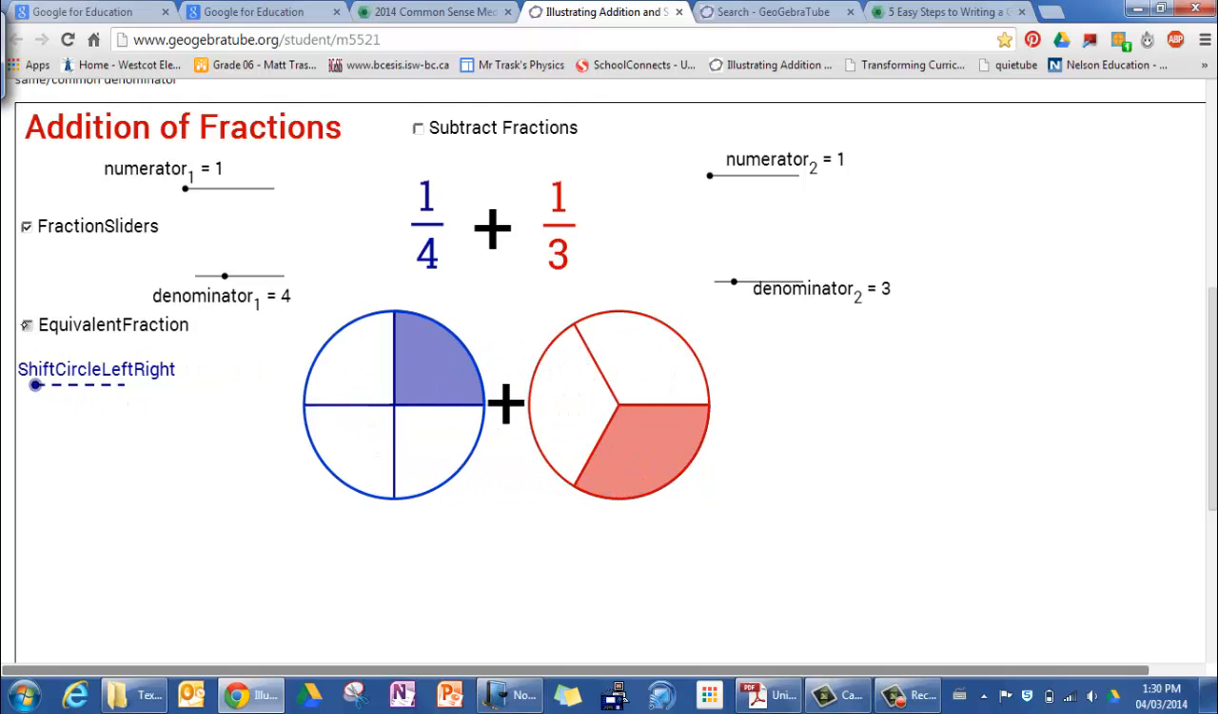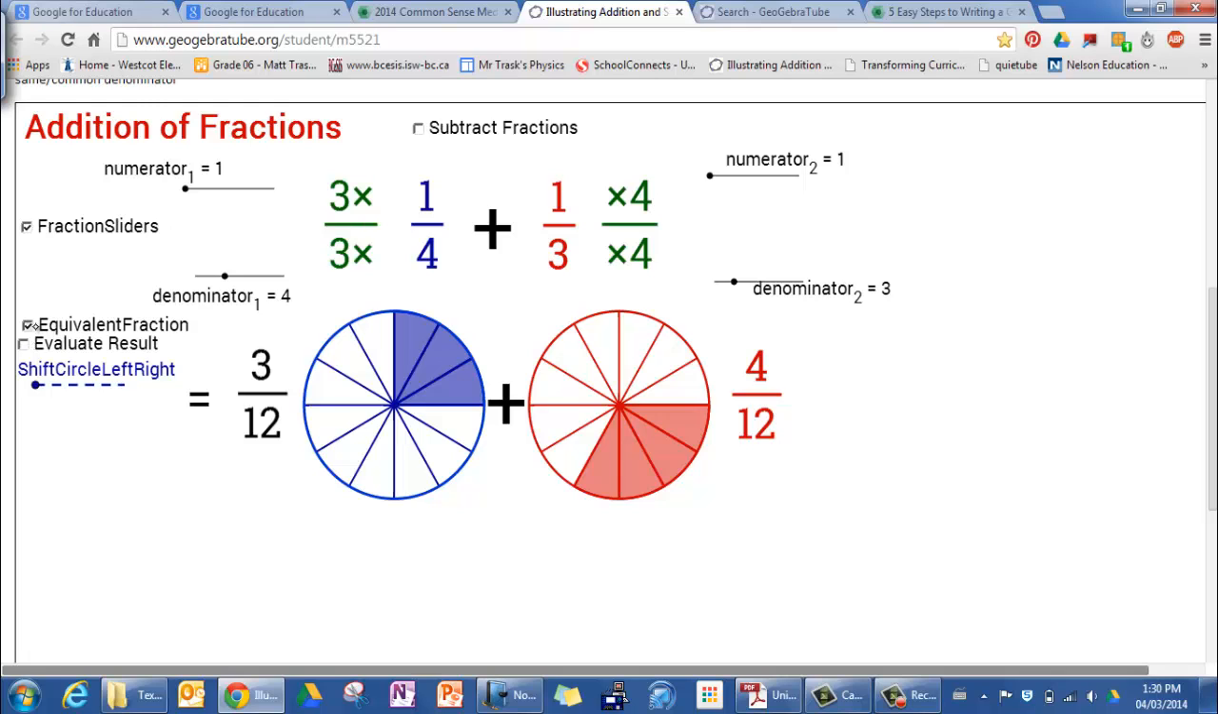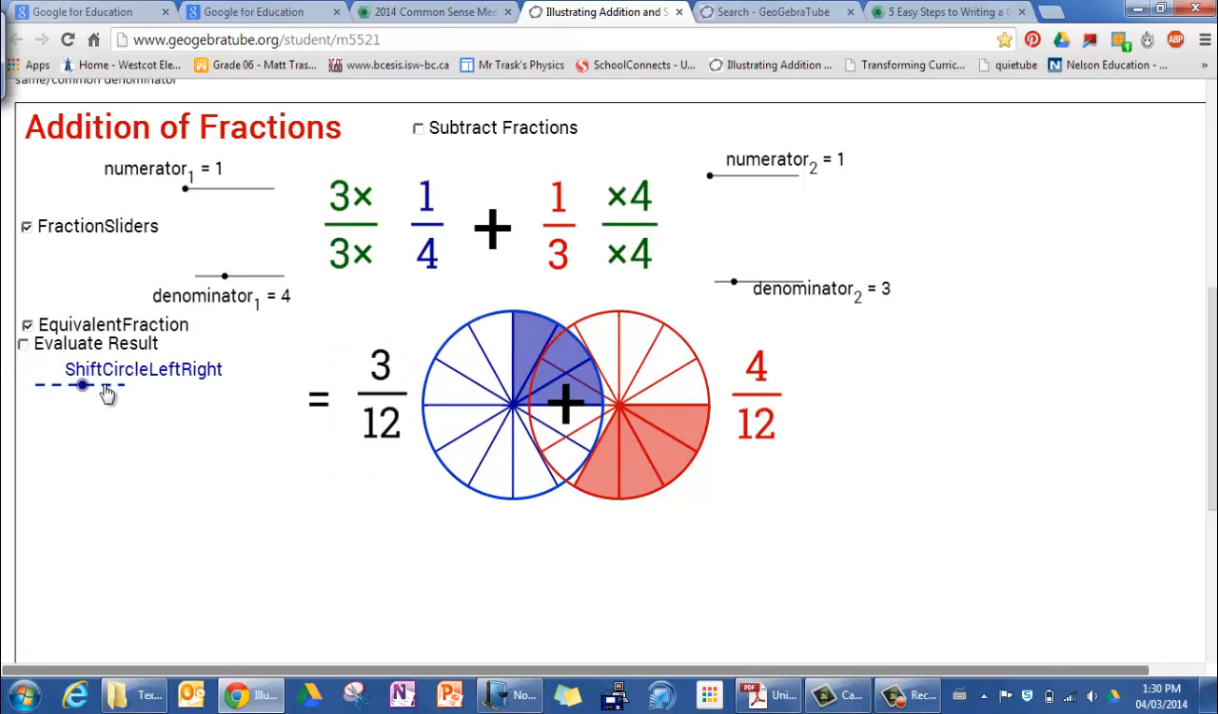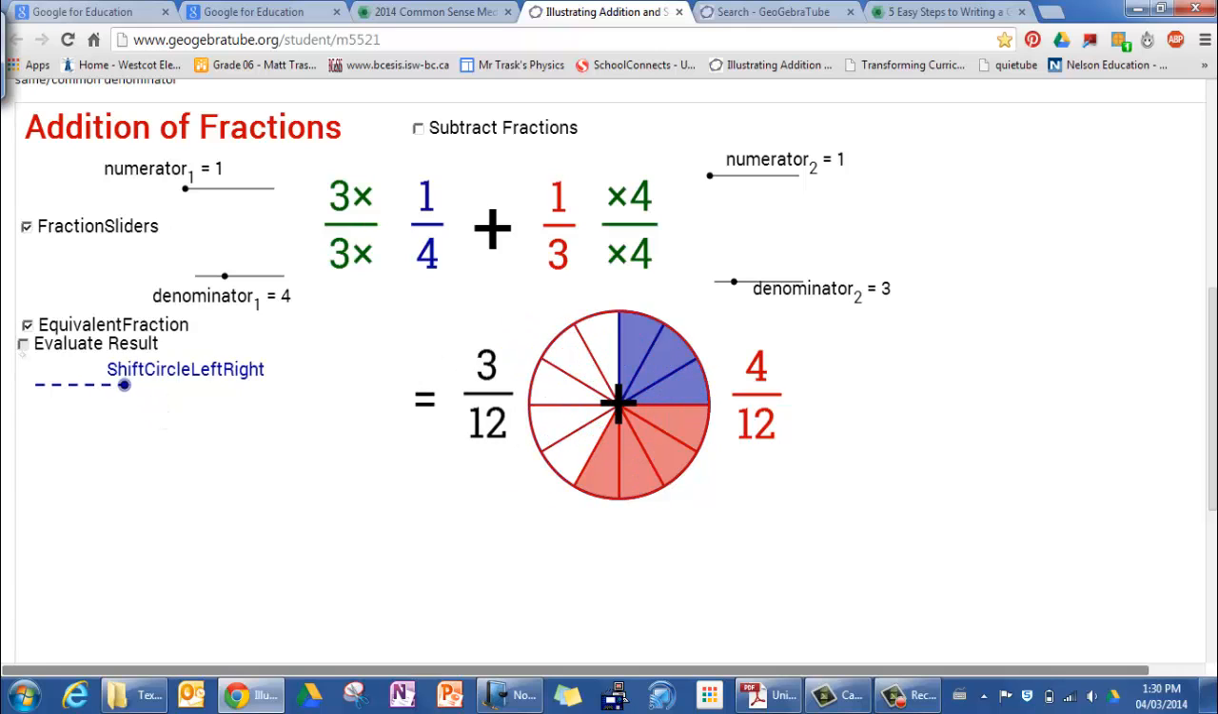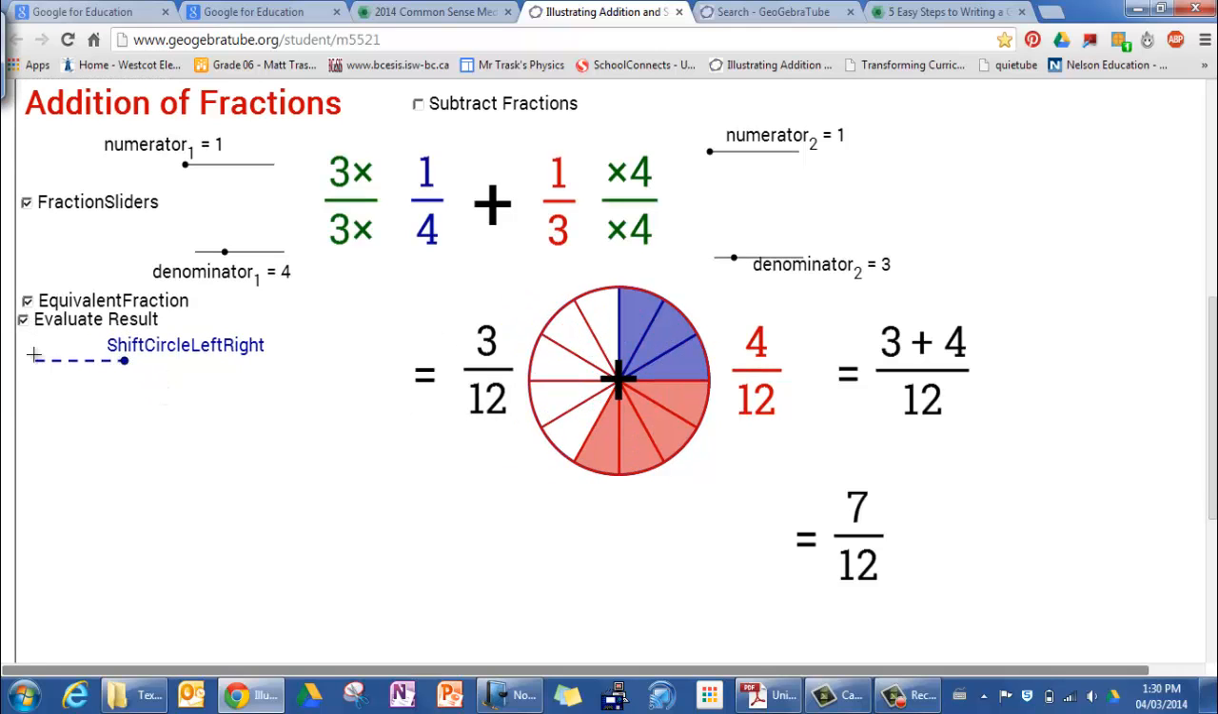If I put those in terms of equivalent fractions, we can see that even when I split the pie up into smaller pieces, the actual amounts of the pie are staying the same. And so right here I've got 3/12 of this pie and 4/12 of that pie. And when I put them both together, we get 7/12.